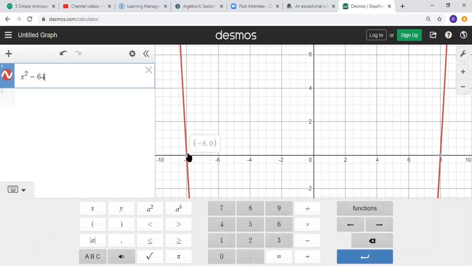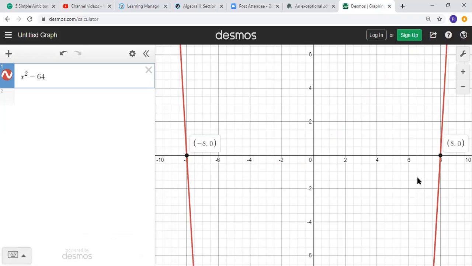So remember how I said it's negative 8 and positive 8? Well, there we go, negative 8 and positive 8 on the graph, and those are the x-intercepts, which we also call the zeros, or the solution. Solutions in this case, because there's 2 of them. And the solution is what you plug in to the formula to make it true. Okay.